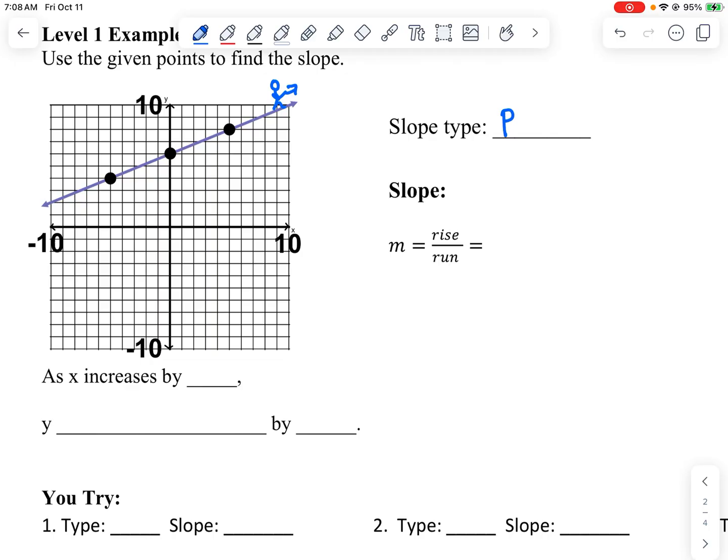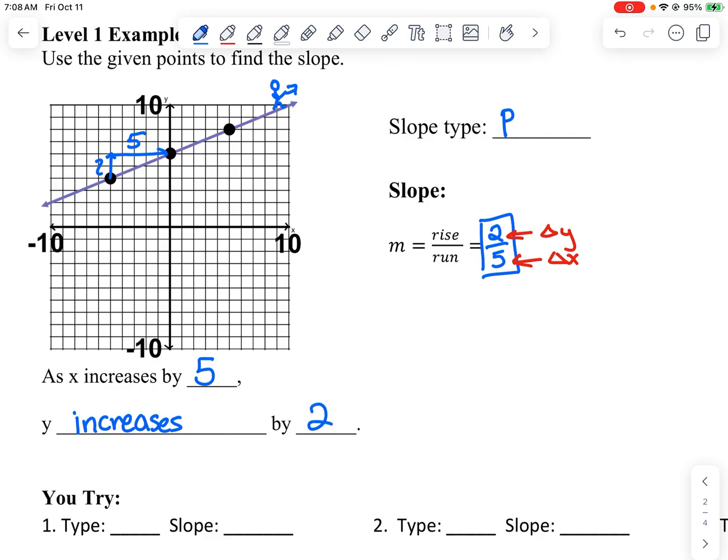I can pick any 2 points on the line, and I need to figure out how much I go up and then over, or down and then over on my grid lines to get to another spot on my line. In this case, my rise is 2, and my run is 5. So my slope is 2 over 5. That tells me that every time x increases by 5, as we move to the right 5, y also increases by 2.